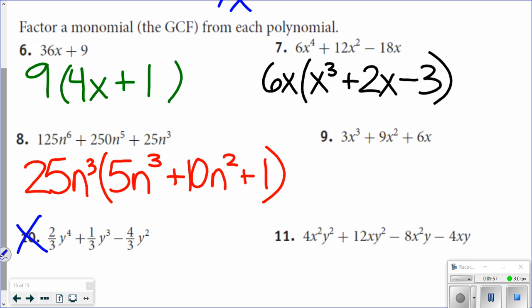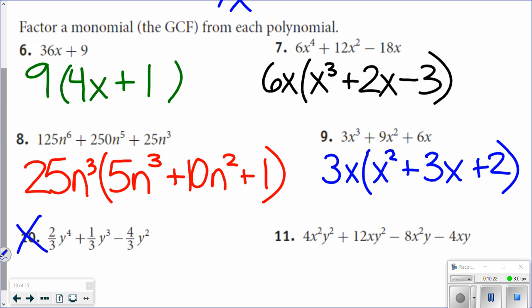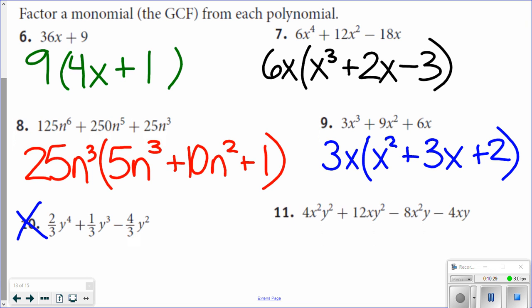Question 9, the smallest of these 3 coefficients or numbers is 3, and that works. That's the greatest common factor. And they all share an x. So we're left with x squared plus 9 divided by 3 is 3. We just have one x. 6 divided by 3 is 2. And question 11.